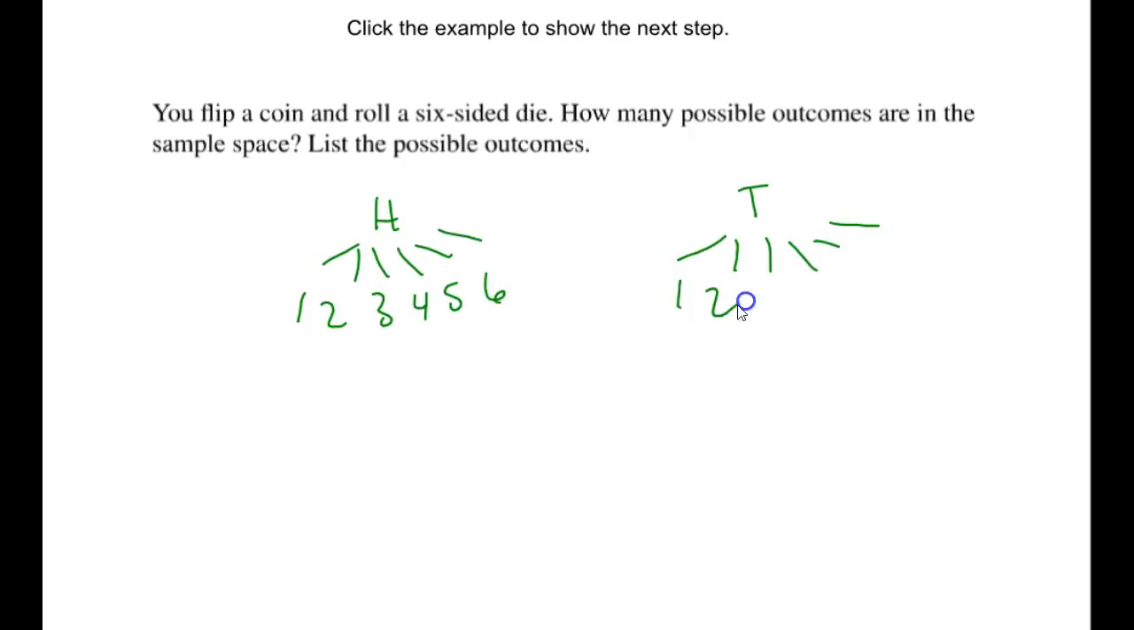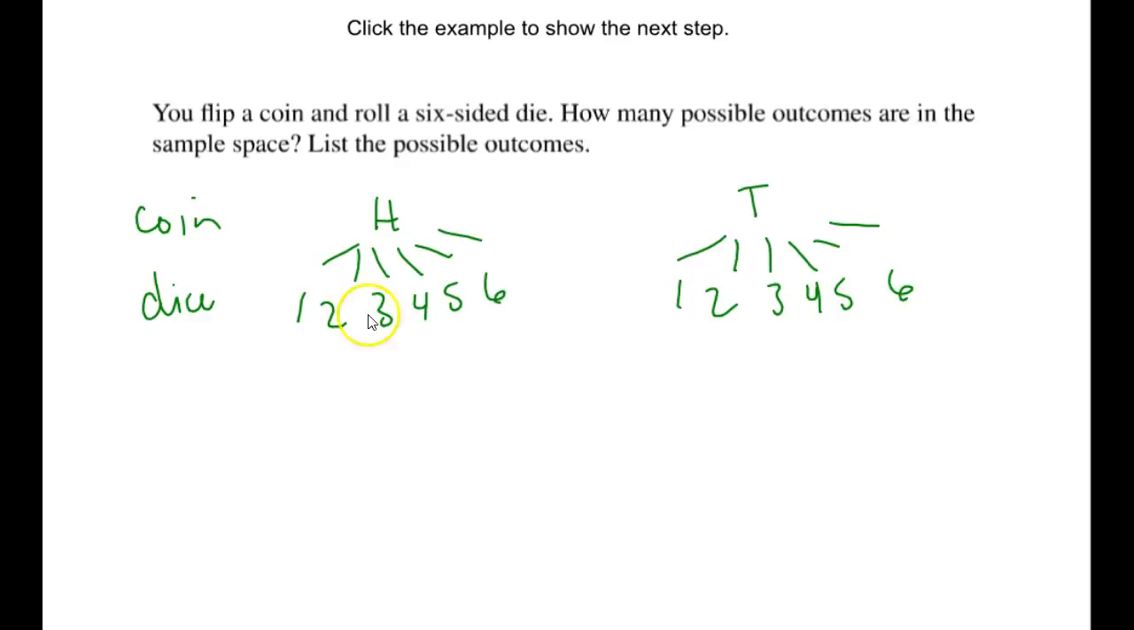So I'm going to list these out. Here is my coin flip, and here is my dice. I can either get a heads or a tails when I flip the coin, and then with the dice I can roll a 1, 2, 3, 4, 5, or 6. So that tells me that there are 12 possible outcomes, because there's 6 here and 6 here, so that's a total of 12.